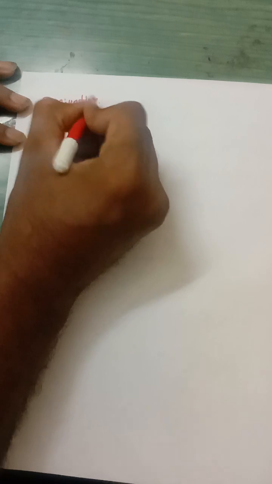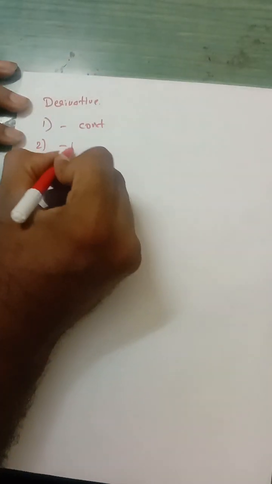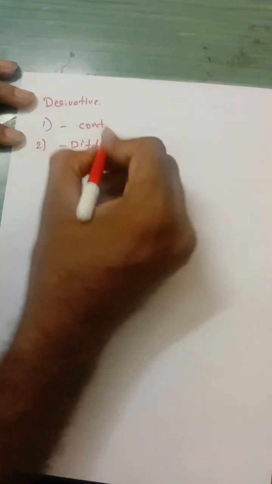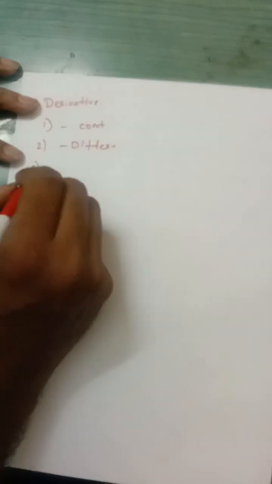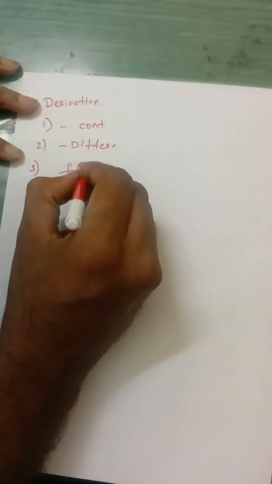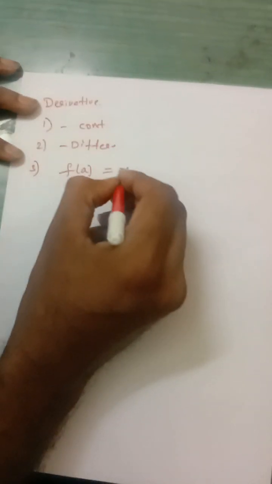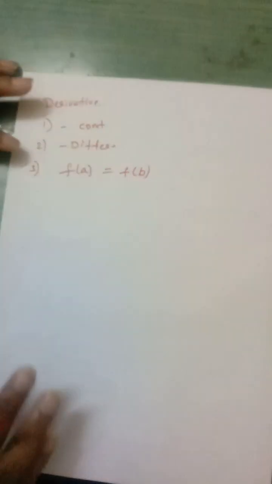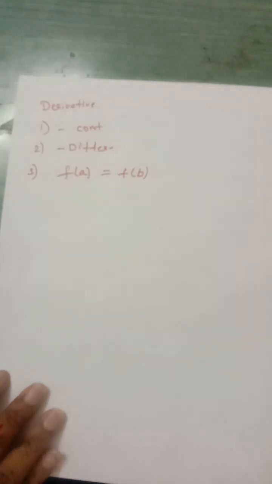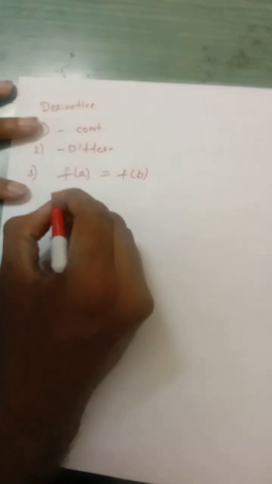For derivatives, the function should be continuous, second it should be differentiable, which sin θ and cos θ are, and third, f(a) should be equal to f(b). First we have to check that, then we can find the value of the derivative. That is what he is asking in the question.